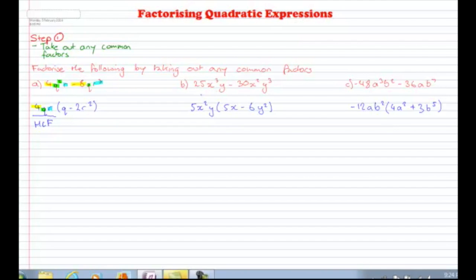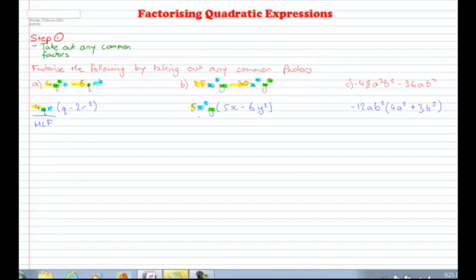Alright, the highest common factor between 25x cubed y and negative 30x squared y cubed. Well, the highest common factor in terms of the numbers, between 25 and negative 30, of course is 5. Looking at the x's now, the highest common factor between x cubed and x squared, well that will be x squared. And the highest common factor between y and y cubed will of course just be y.